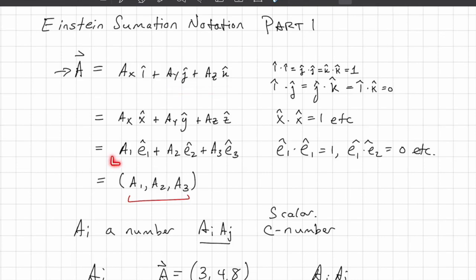We might also write it in this third form here, where we say A1 e1, A2 e2, A3 e3. Our understanding here is that this e1 is often something like x hat, but it doesn't have to be. The only restriction on e1, e2, and e3 is that they be orthonormal vectors. What does orthonormal mean? It means that the dot product of any of them with themselves is 1, that is, they're normalized to 1. And orthogonal means that anytime you take the dot product of two of them that are not the same, you get 0.